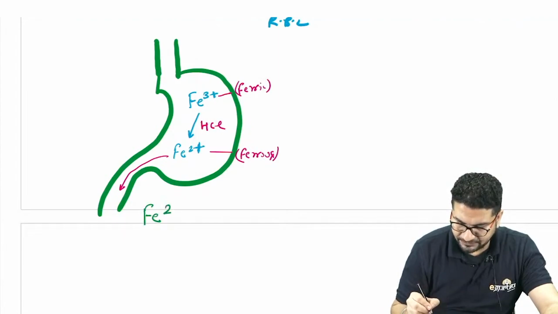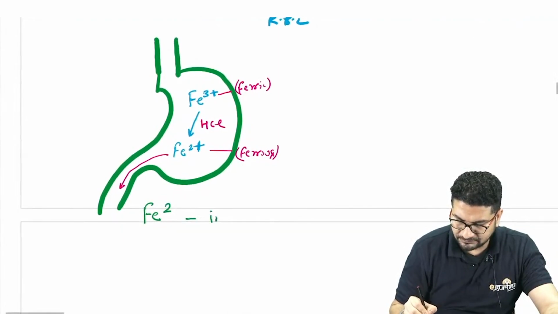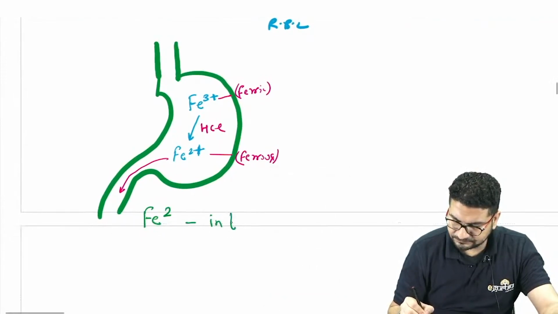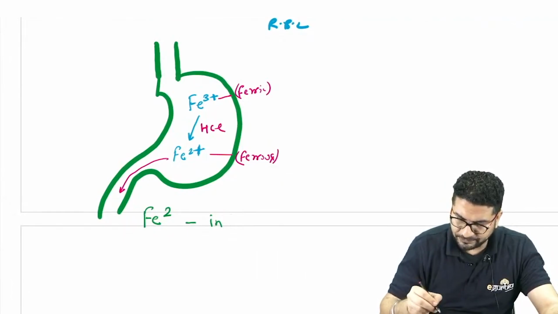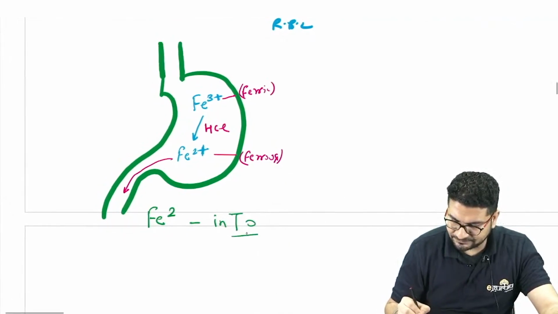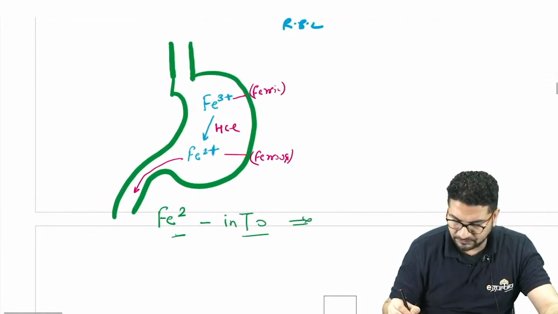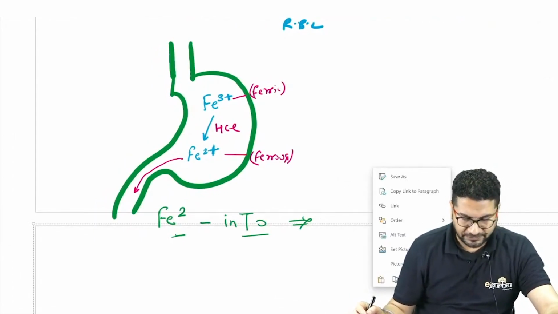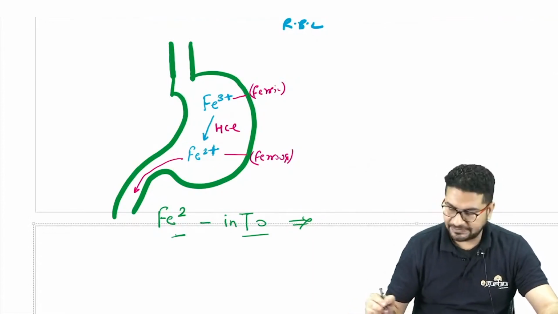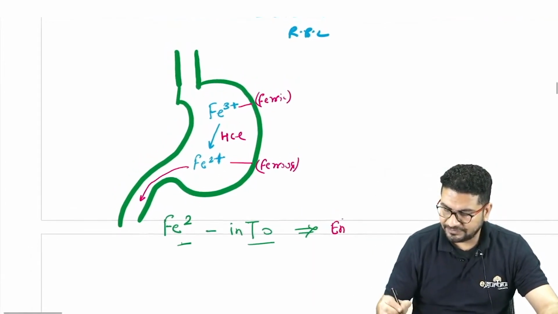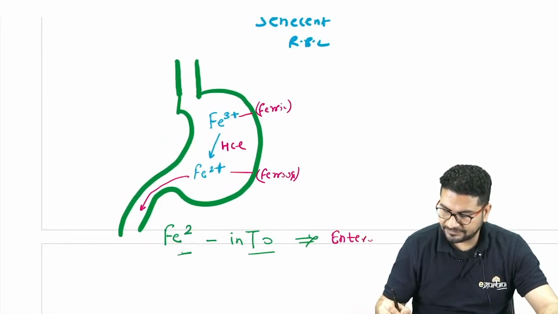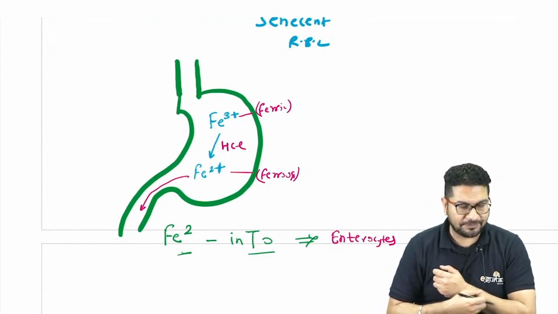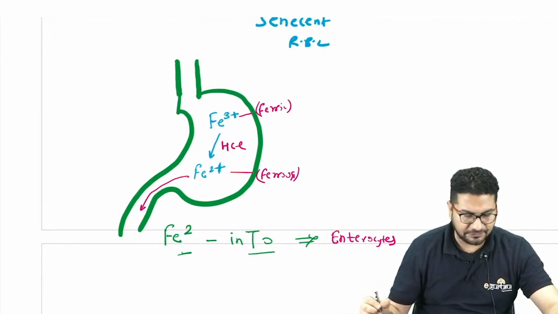If I say Fe2 into, remember, into means 2. So Fe2 into, so ferrous form is going into your duodenum. Clear? So ferrous form is going where? Into the duodenum. In the duodenum we have enterocytes. So remember Fe2 into enterocyte. Enterocytes are the cells. So this ferrous form is going into your enterocytes in the duodenum.